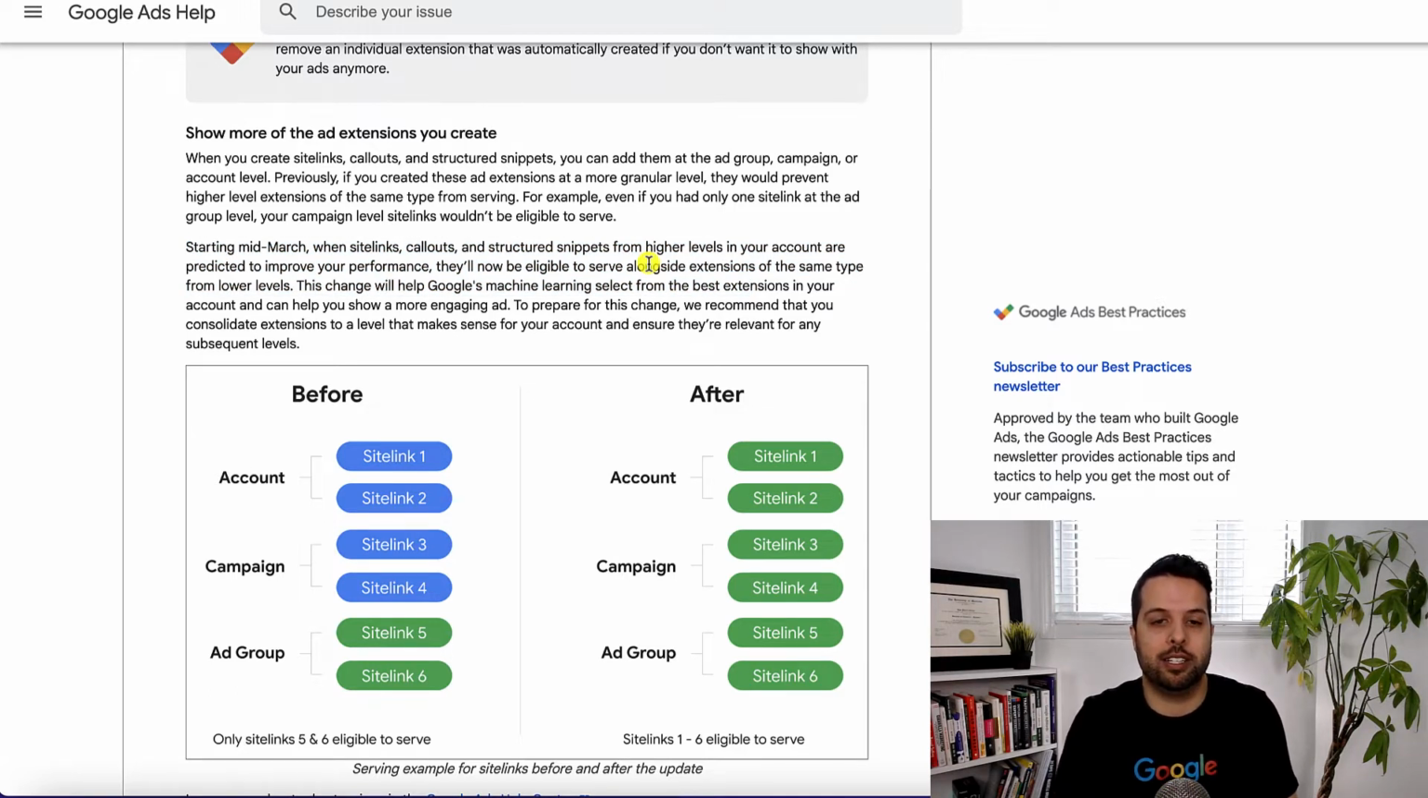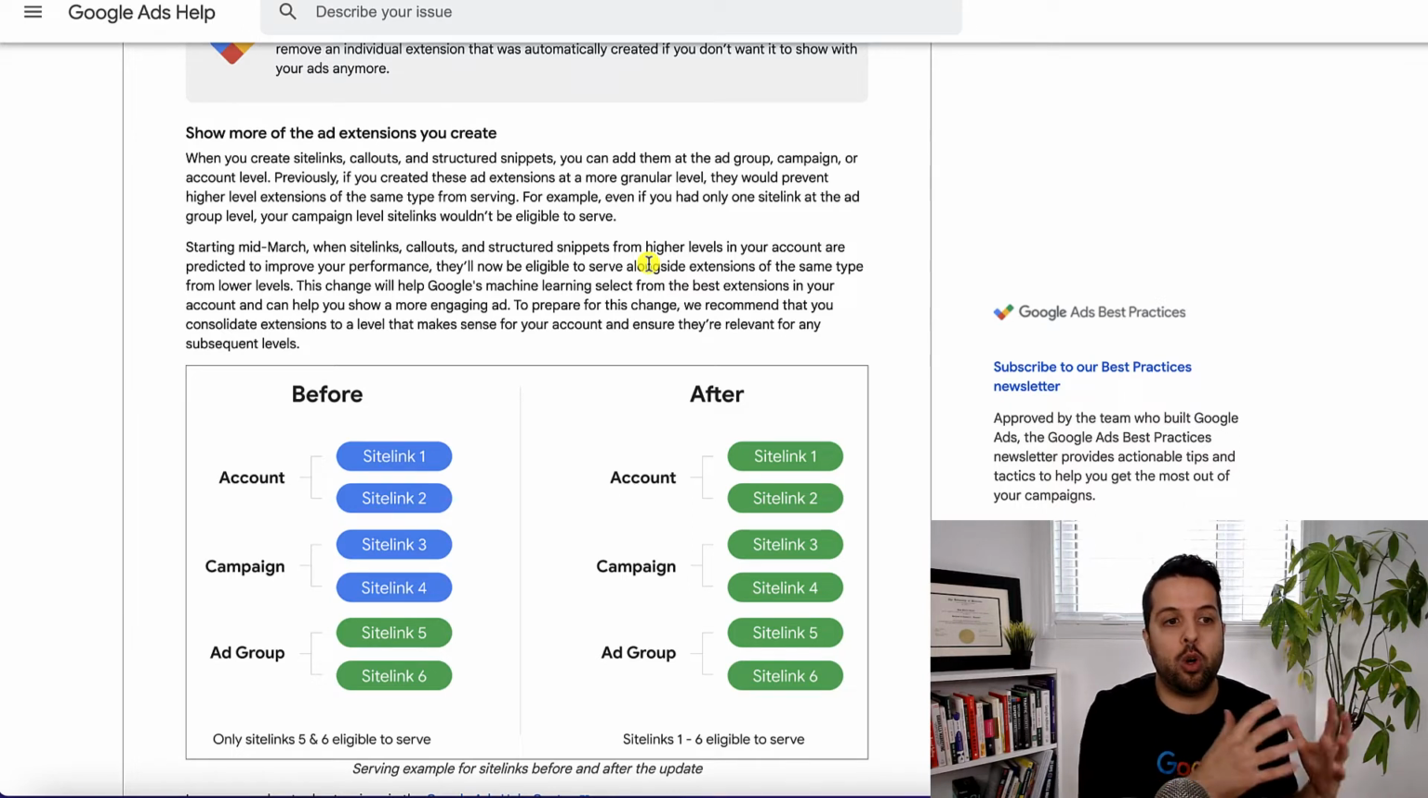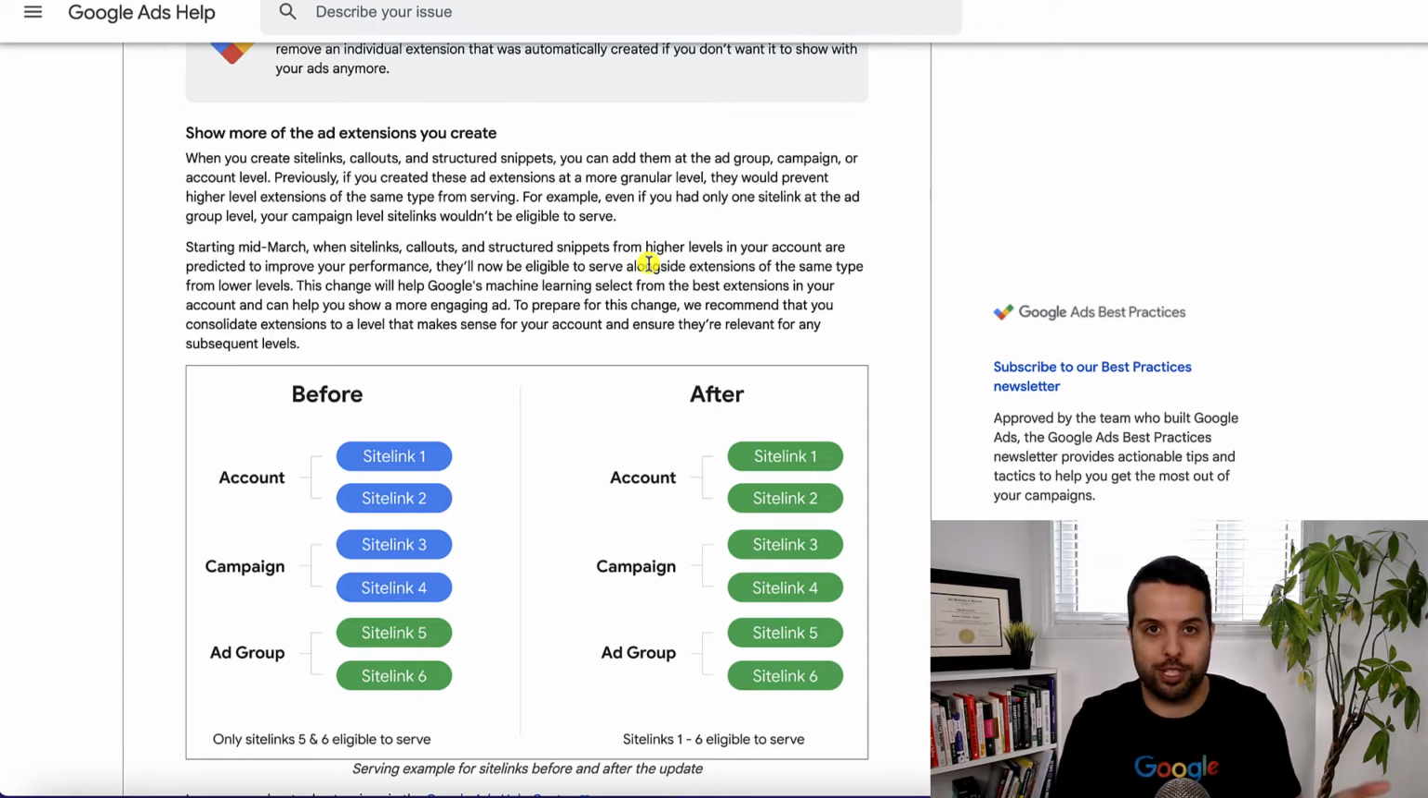because back in the day, it used to be that if you had an account level extension, but then you also had a campaign extension, the campaign one would override, right? That's the only one they'd see. Now they're basically saying all those account level ones are also eligible to serve if they're predicted to improve performance, which is obviously up to Google.